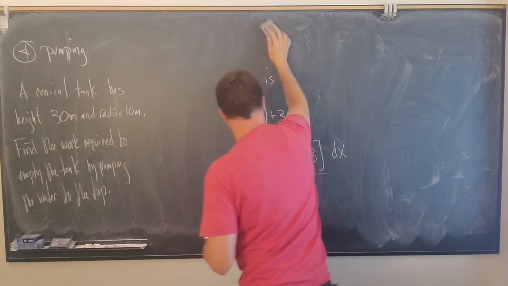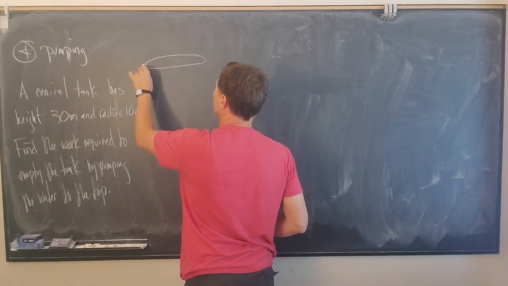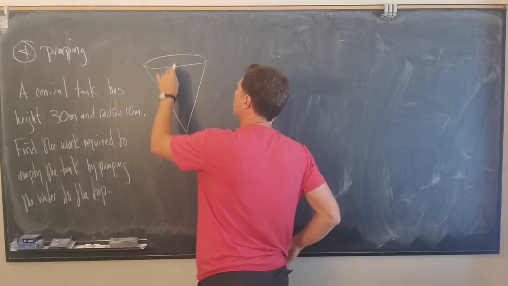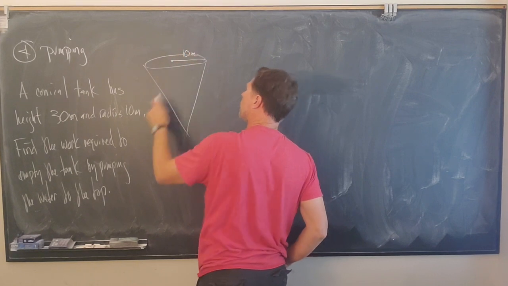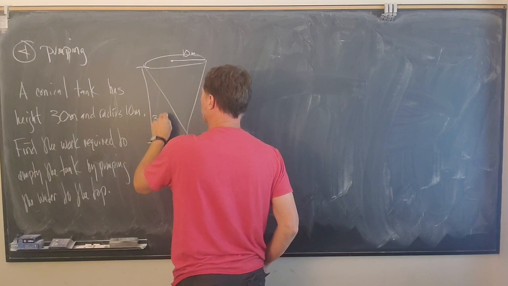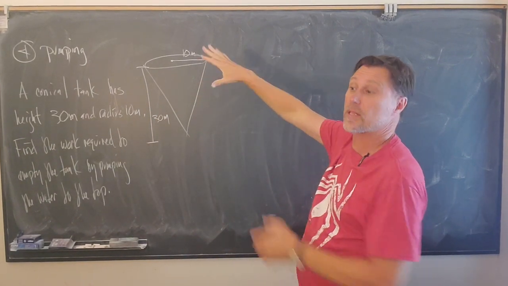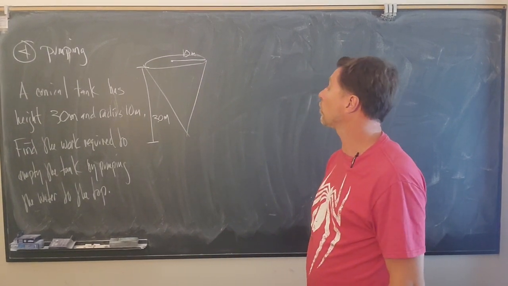So let me draw the picture here. Right, we've got a water tank in that shape right there. So it's a cone, and it's got a radius of 10 meters. It's got a height of 30 meters, so this is a very large water tank. And the idea is we want to pump all the water up to the top and just sort of let it spill out. Right, we'd like to find the work required to do this.